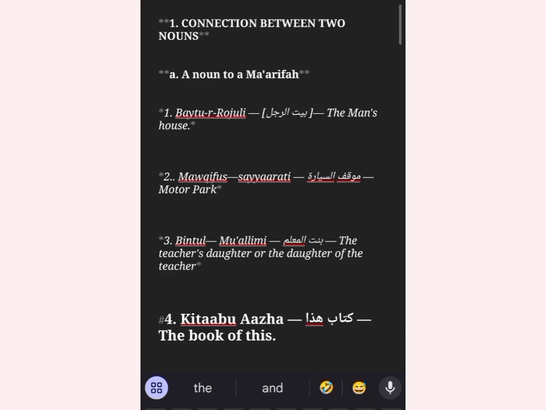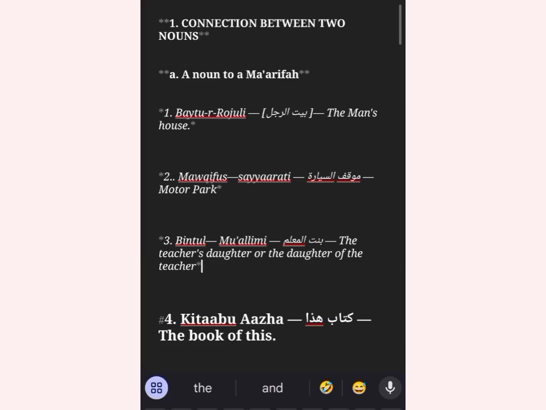the teacher's daughter, the daughter of the teacher, or the teacher's daughter. So we say bintul muallimi. Bintu is the daughter, so we have bintu coming first and the muallim coming second. So we say bintul muallimi, the daughter of the teacher.